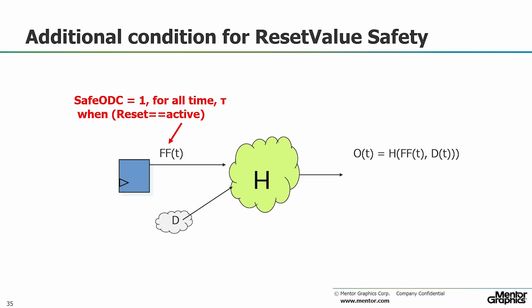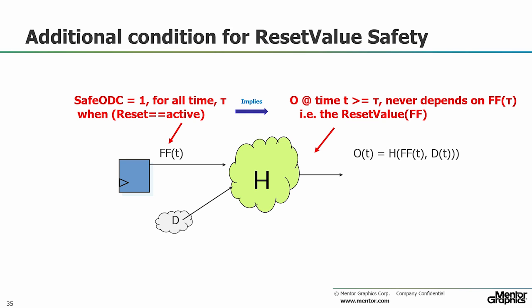The reset redundancy condition thus implies that if safe ODC is true for all time instances during reset, then the reset value forced on the register FF will never be observed at any time instance beyond the reset state at any of the design outputs, and hence can be considered to be redundant.